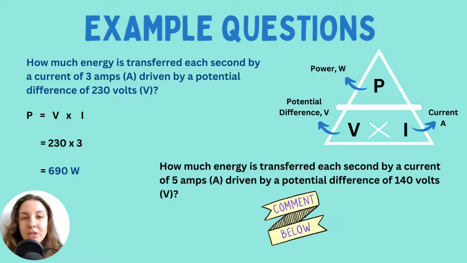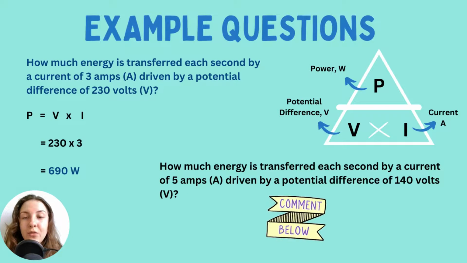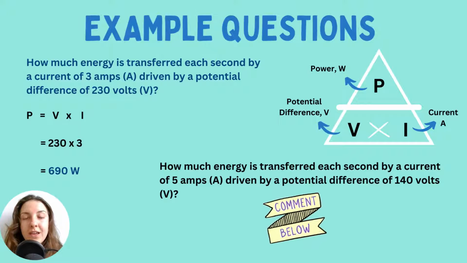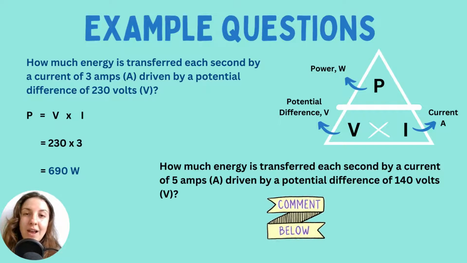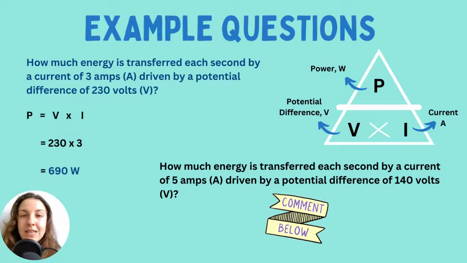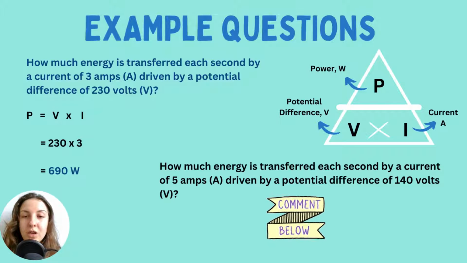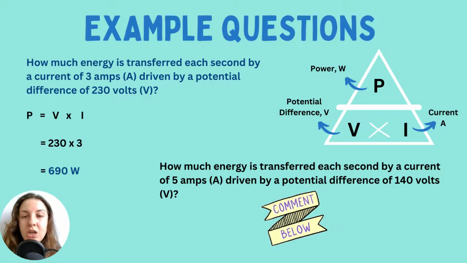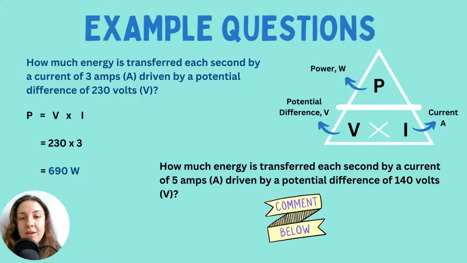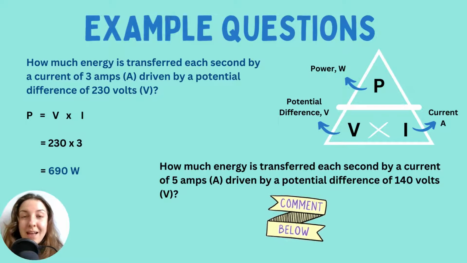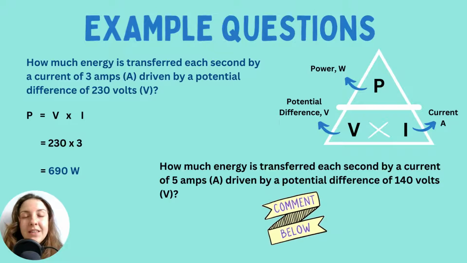So here are some example questions for you. The first one says, how much energy is transferred each second by a current of 3 amps driven by a potential difference of 230 volts? So the first thing you want to do with any question like this is write out the equation. P, which is power, is equal to the voltage times the current. We know the voltage is 230 in the question, and we're timesing it by 3 for the current. So if we calculate that, we would get an answer of 690 watts. Remember, anything you type into your calculator, you need to write down as well.